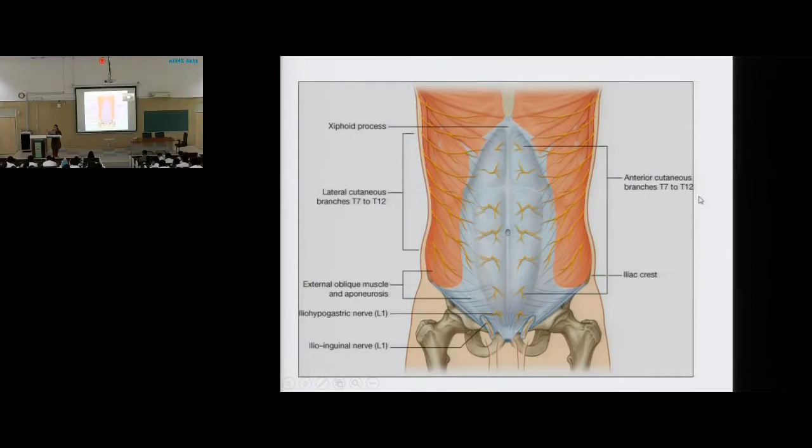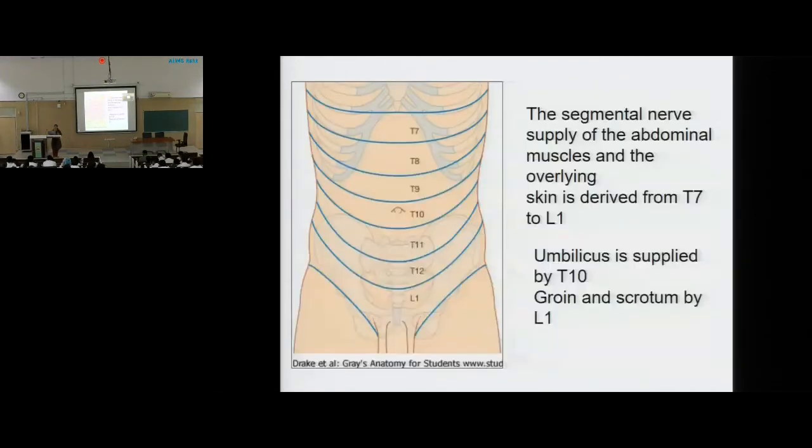to T12, of which T7 to T11 are intercostal and the lower one is the subcostal nerve. Clear? And then there is iliohypogastric and ilioinguinal. What is the root value of both? L1. And dermatomal distribution also. The dermatomal distribution is important.